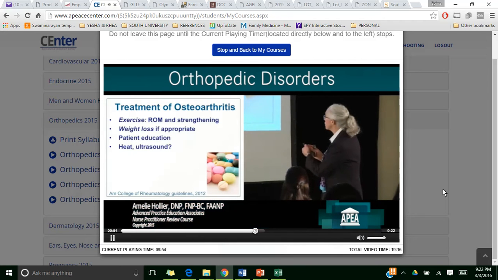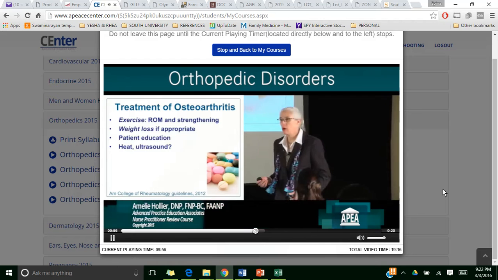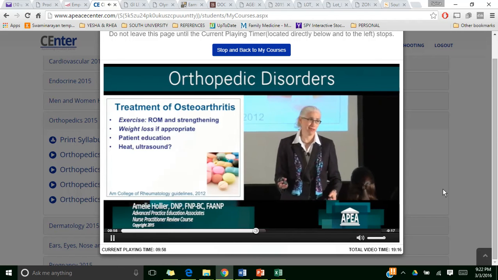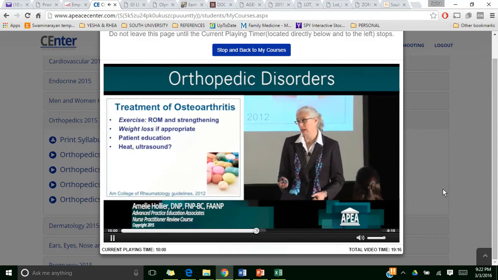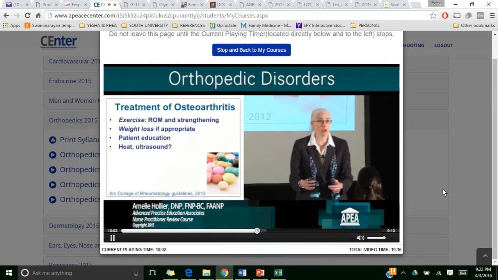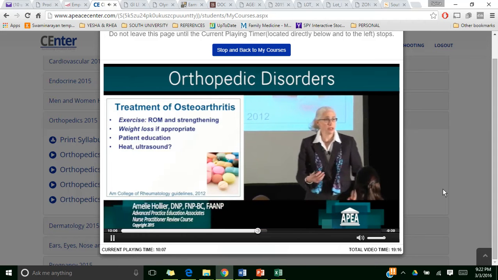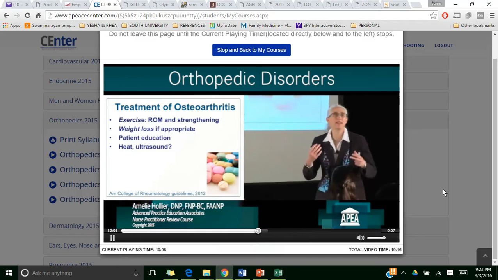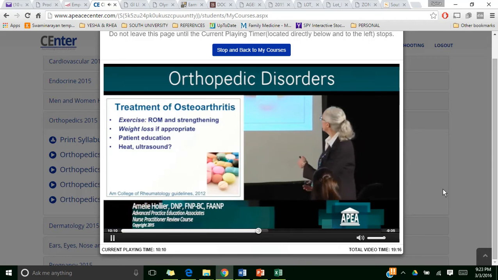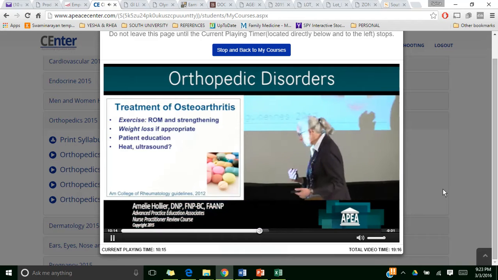So these patients, you will find, will have a difficult time trying to lose weight. If they know how to manage their disease, it will certainly help. So patient education obviously is beneficial. What about heat in the line of non-pharmacologic management? Don't ever underestimate the value of heat in patients with osteoarthritis.